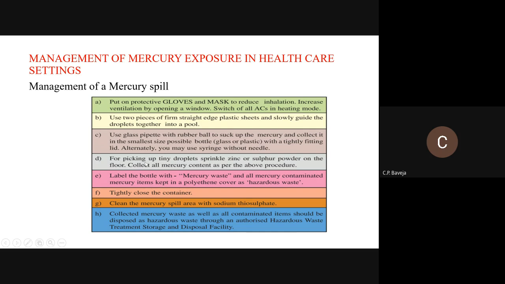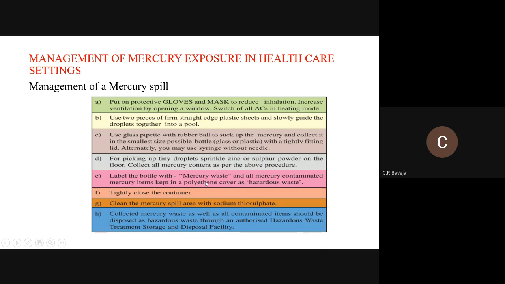For picking up very tiny droplets, you sprinkle zinc or sulfur powder on the floor where the tiny droplets are, and collect all the mercury as per the above procedure. Above procedure means either you use the syringe, the pipette, or the plastic sheets. And label the bottle with mercury waste.